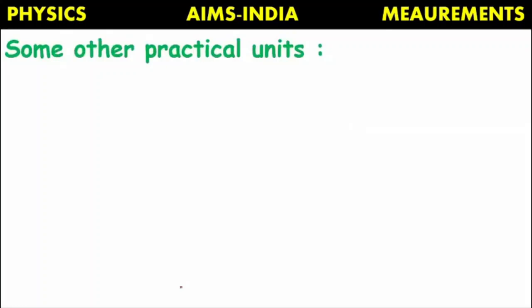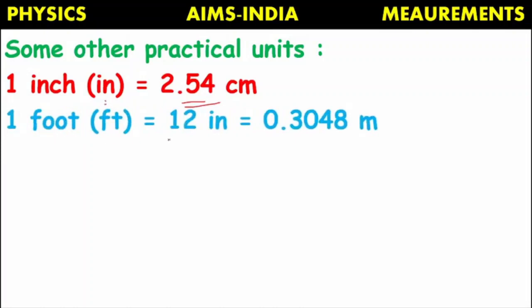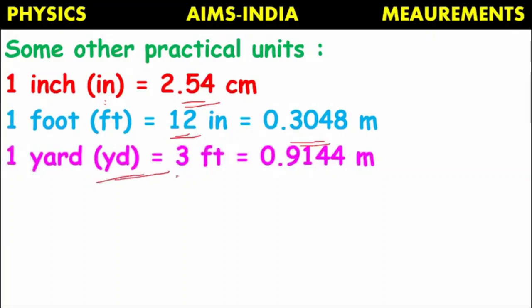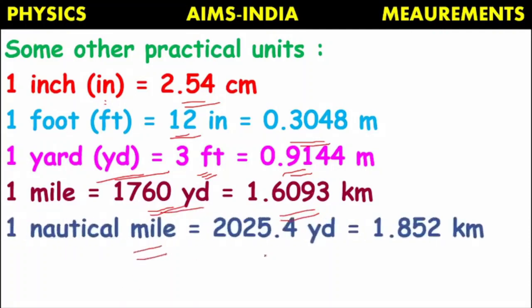Still some more practical units are there which we use in our daily life. 1 inch is equal to 2.54 centimeters. Symbol is IN. 1 foot equals 12 inches or 0.3048 meters. 1 yard is 3 feet or 0.9144 meter. 1 mile is 1760 yards or approximately 1.6 kilometers. 1 nautical mile is 2025.4 yards or approximately 1.8 kilometers. So these are all the practical units of length.